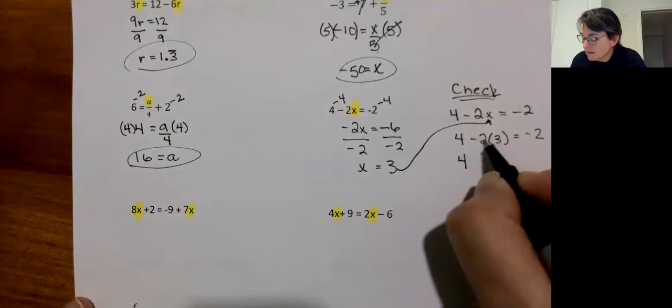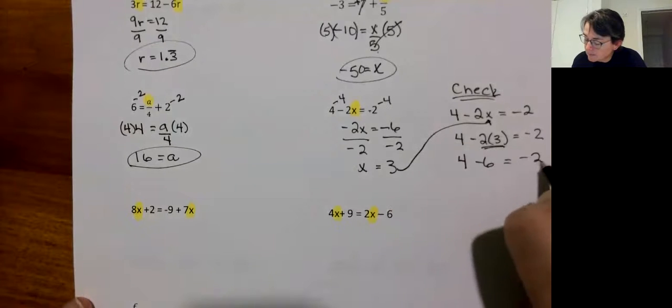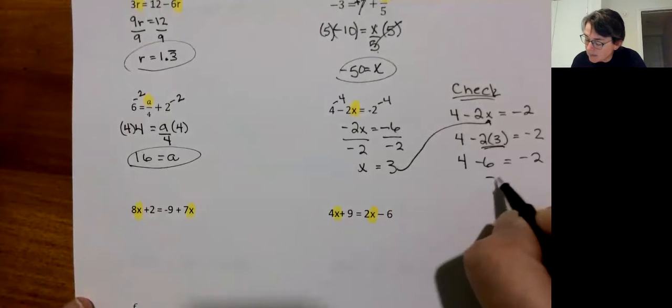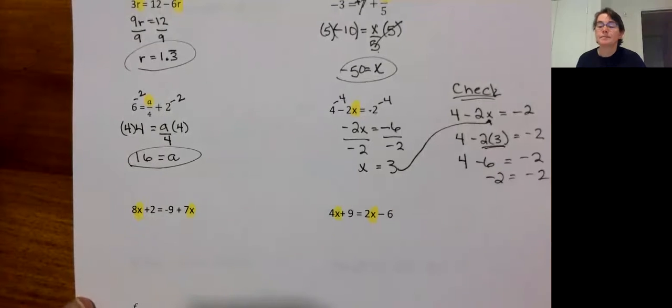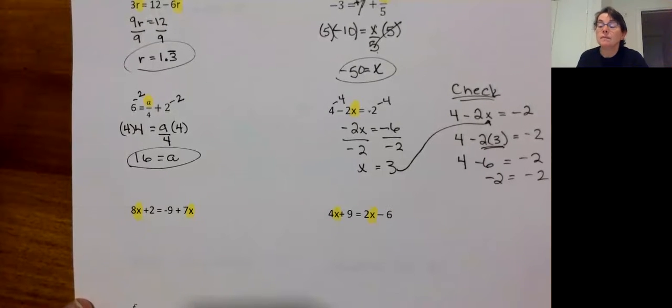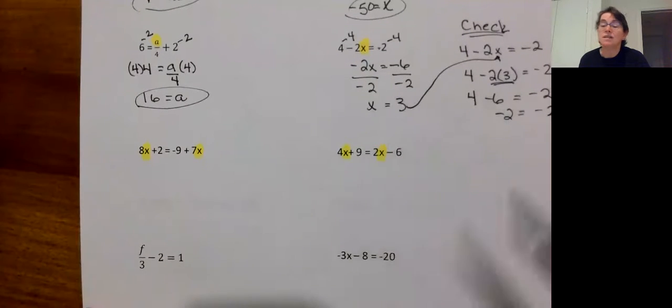4 minus 6 is -2, so this comes next. -6 is equal to -2. 4 minus 6 is -2. -2. So we know the question's right. Being a paranoid mathematician over the years has helped. I don't make as many mistakes, and when I'm not sure, I just check.